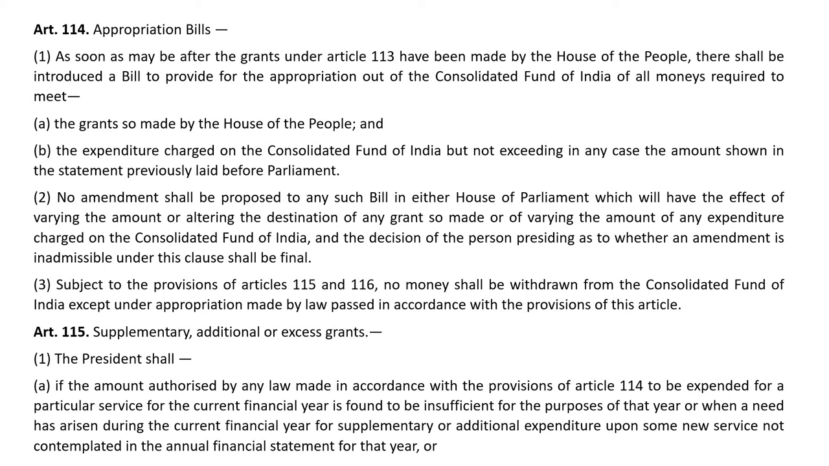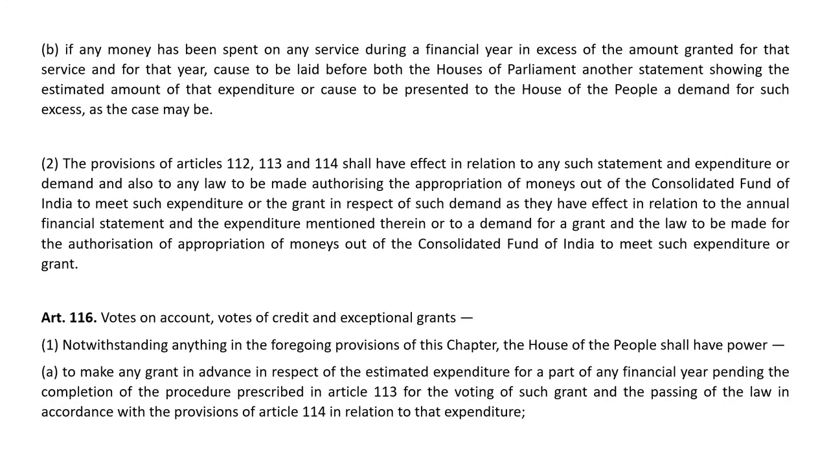Article 115, Supplementary, Additional and Excess Grants. The President shall, if the amount authorized by any law made in accordance with the provisions of Article 114 to be expended for a particular service for the current financial year is found to be insufficient for the purposes of that year, or when a need has arisen during the current financial year for supplementary or additional expenditure upon some new service not contemplated in the annual financial statement for that year, or if any money has been spent on any service during a financial year in excess of the amount granted for that service and for that year, cause to be laid before both the Houses of Parliament another statement showing the estimated amount of that expenditure, or cause to be presented to the House of the People a demand for such excess, as the case may be.